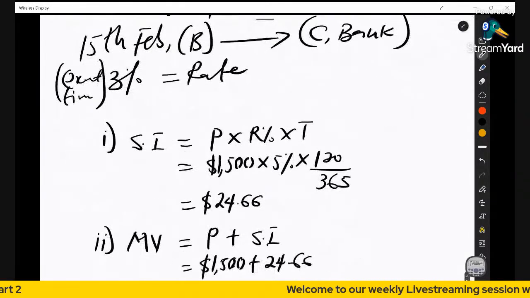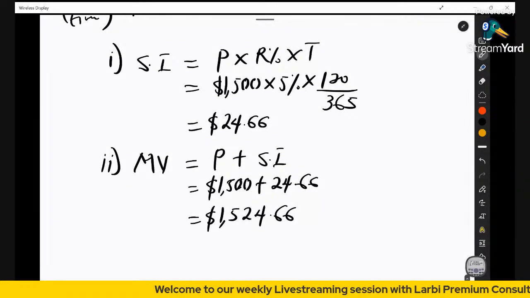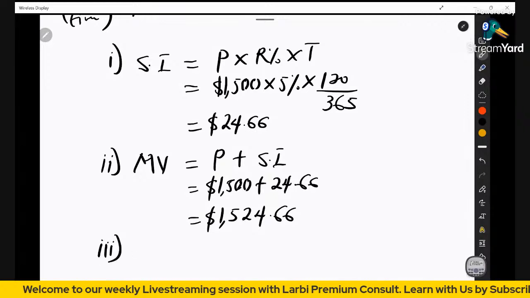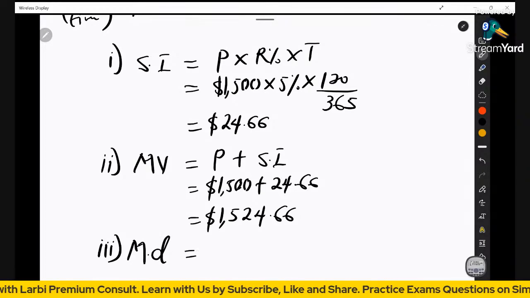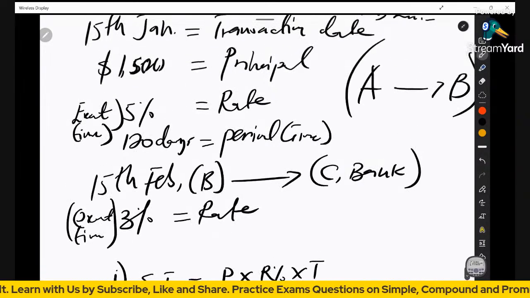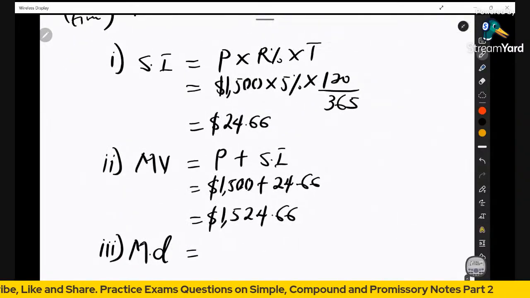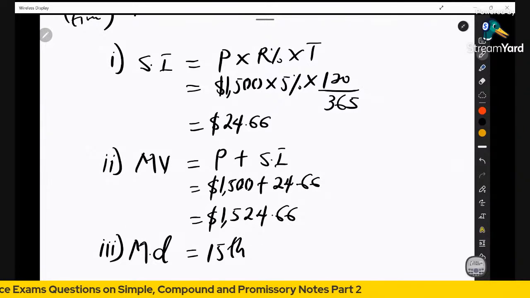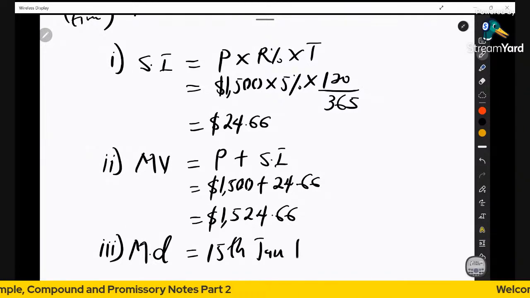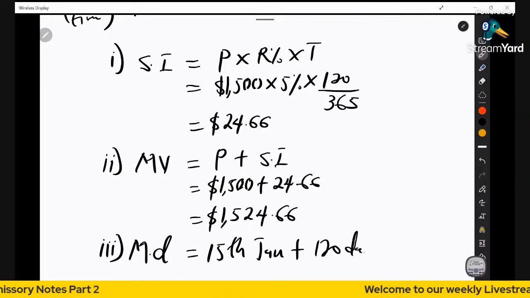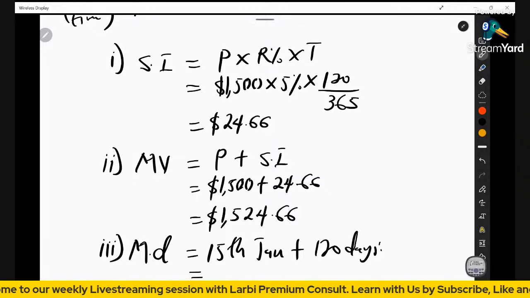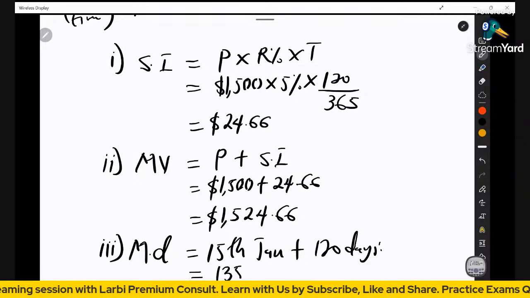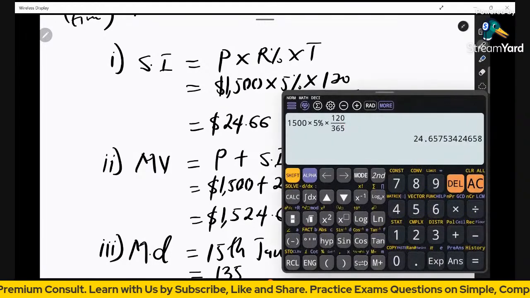And yesterday we discussed how we calculate due date, so this shouldn't be a big problem. So the due date, or the maturity date, MD, should be equal to the date that the transaction occurred. That was 15th January, right? So we have 15th January plus 120 days. As we discussed yesterday, you just play with the numbers, so you just add the two numbers. 15 plus 120, what are we getting? We are getting 135.